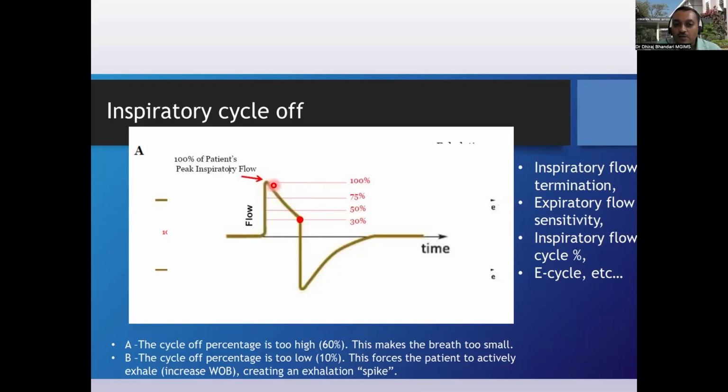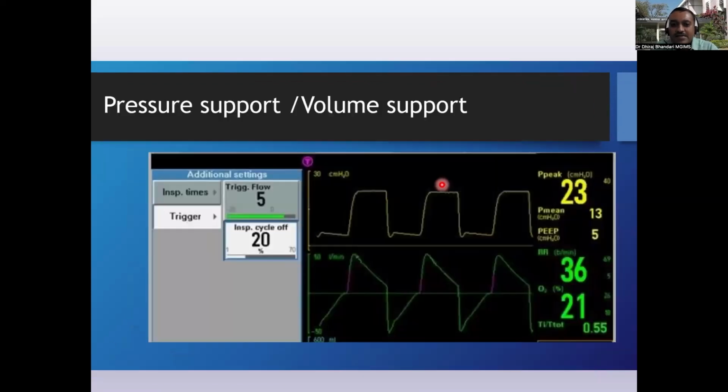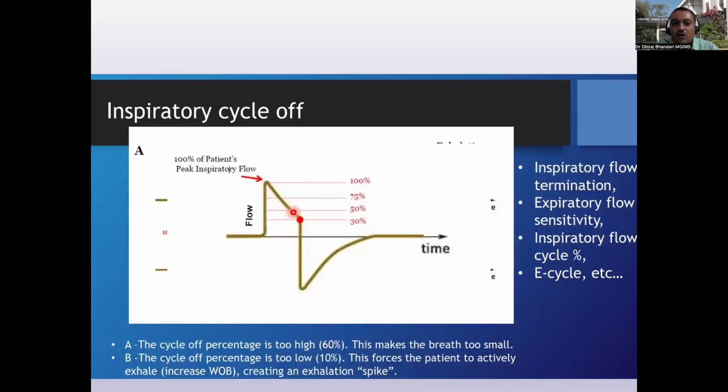So probably we need to decide based on the patient's condition where we want to keep the patient flow, and somewhere around 25 to 30% is most of the time accepted in these cases. So the funda is again this inspiratory cycle, at what percentage of peak inspiratory flow. So this is something which all of us can be remembering.